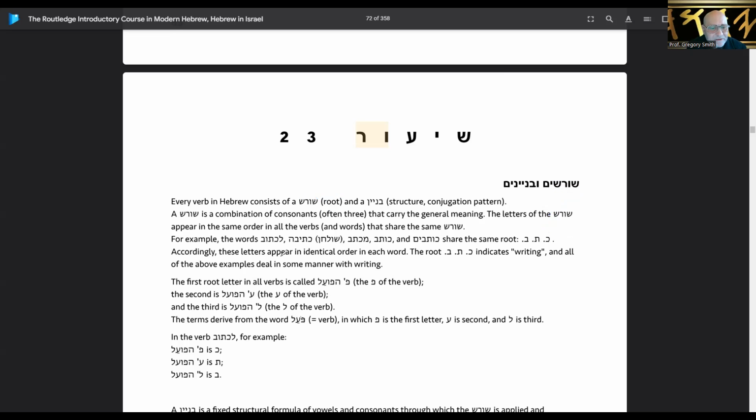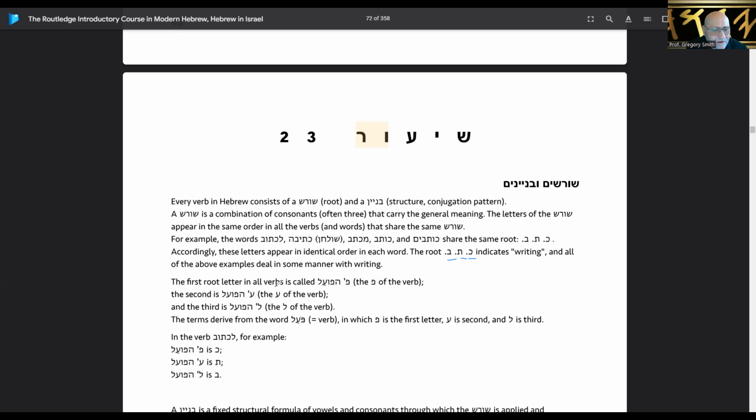Okay, so accordingly, these letters appear in identical order in each word. The root chaf, tav, bet indicates writing, and all the above examples deal in some manner with writing. Whether it be an author writes, whether it be a letter is something that you write on a piece of paper, it all comes from the same root.